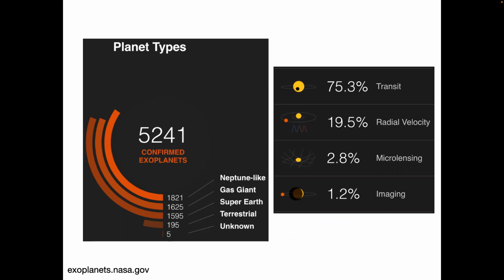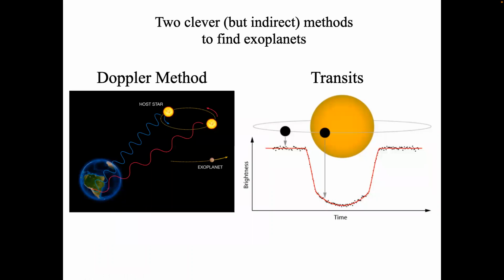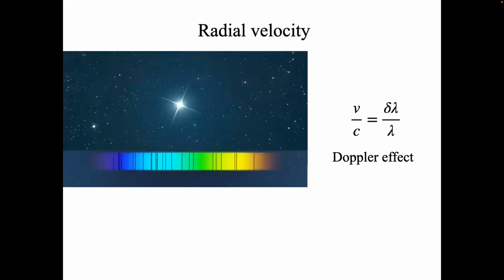And here you can see the most successful techniques for detecting exoplanets, especially the transit method and the radial velocity method. I'd like to talk about these two methods because we don't have time to talk about all the other methods. These are two clever indirect methods to find exoplanets. This one is the Doppler method, or radial velocity method.